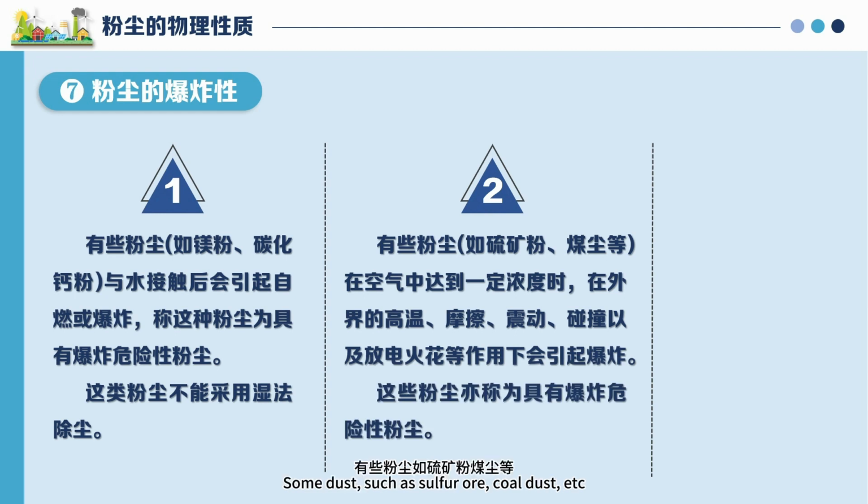Some dust, such as sulfur ore, coal dust, etc., when a certain concentration is reached in the air, can cause an explosion under high temperature friction, vibration, collision, and the action of discharge sparks, etc. These dusts are also known as explosive dust.